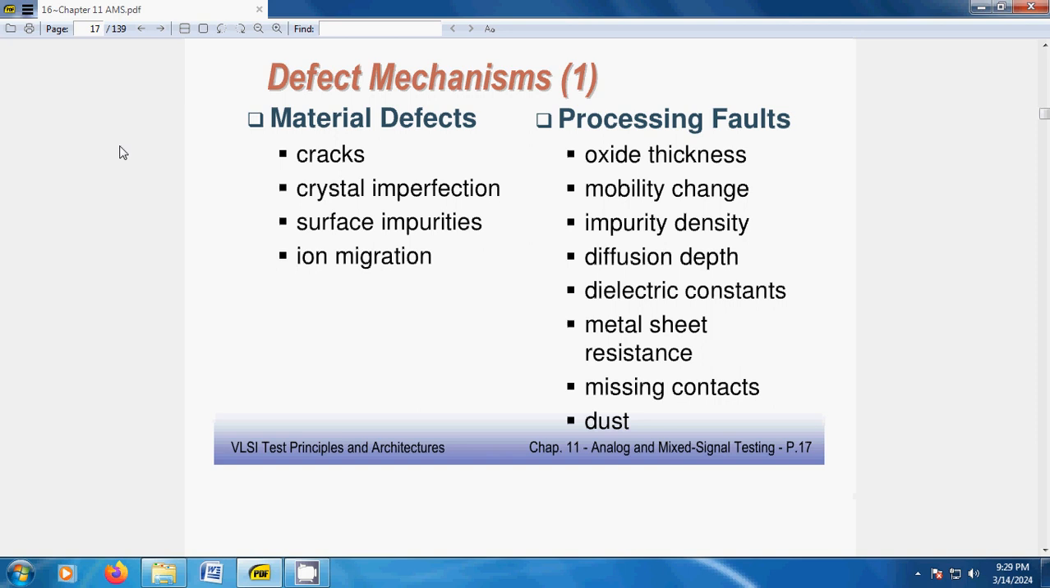For analog ICs, we have two different types of defects or faults. The first is called material defects. Material defects are physical in nature and they are predominantly linked to the manufacturing or fabrication process.